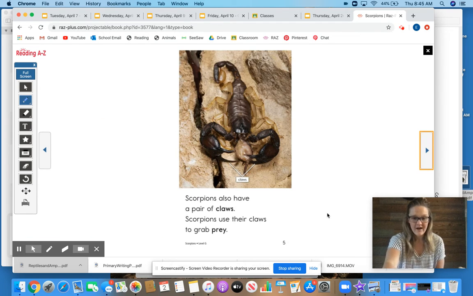Scorpions also have a pair of claws. Scorpions use their claws to grab prey. Okay. Let's think about that. Do spiders have claws? Or is that something that makes them different? I think that's something that makes them different. So let's underline that. They have a pair of claws. Do you guys know what it means to have a pair of claws? A pair means 2. They have 2 claws. They use their claws. Okay, we don't need to underline that.